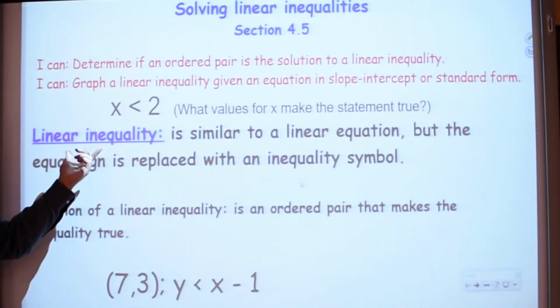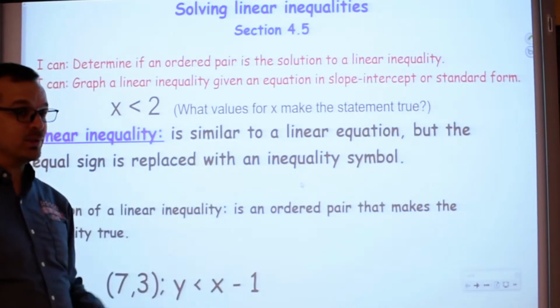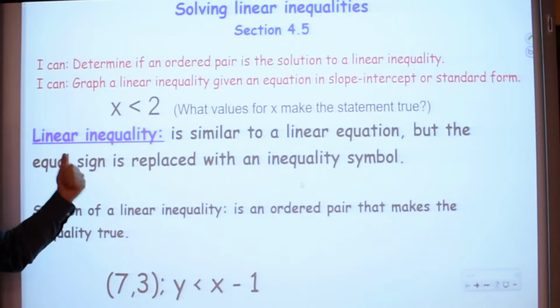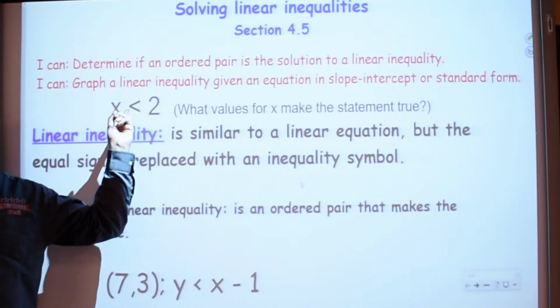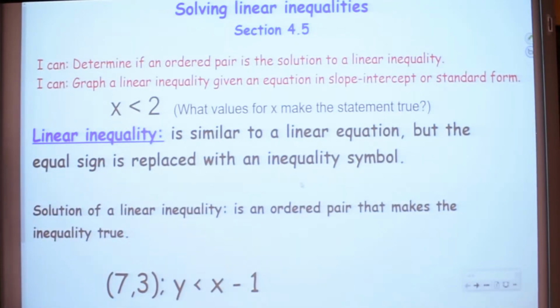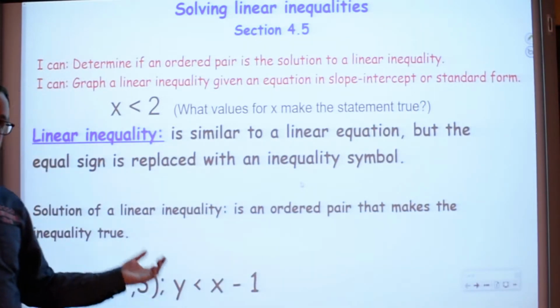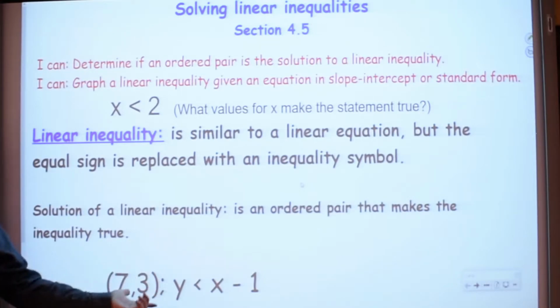Okay, so a linear inequality is very similar to a linear equation. In fact, you solve them the same way. The only thing that's different is the equal sign is going to be replaced with an inequality sign: less than, greater than, less than or equal to, or greater than or equal to. A solution of a linear inequality is just an ordered pair that's going to make the statement true, or in this case, the inequality true.